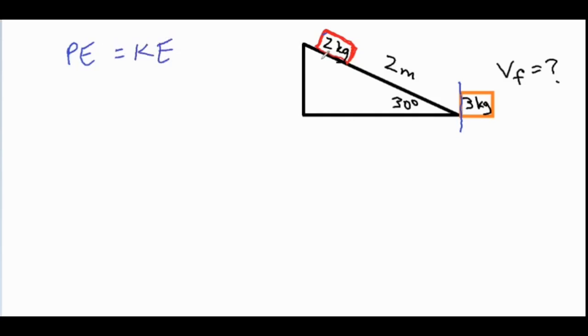We don't have the height quite yet, but we do know it slides down 2 meters. So I'm going to use the sine of 30 degrees, which equals the opposite over the hypotenuse. I'll multiply both sides by 2, and that leaves me with a height of 1 meter. Now we're ready for our calculations. Let's set that potential energy equal to the kinetic energy and see what we get for the final velocity of our red 2 kilogram block at the bottom of the ramp.